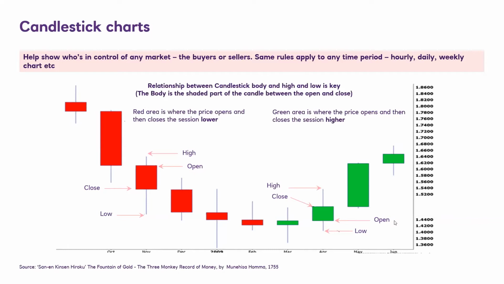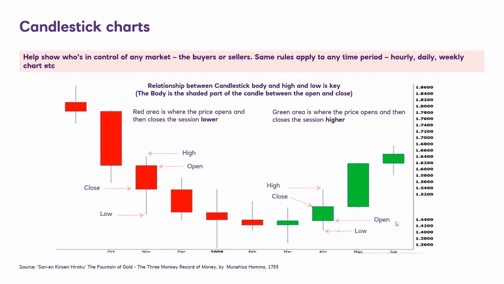The colored bit is the body of the candle, which is important, the difference between the open and the close. So the square bit in the middle, that is the bit we call the body. In my examples, red are the negative sessions and green are the positive sessions. We then have spikes on the top and the bottom, and those are simply the highs and lows. The relationship between the size of the spikes on the top and the bottom of the candle is important.